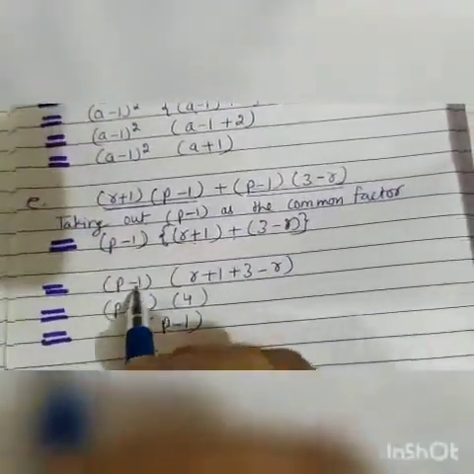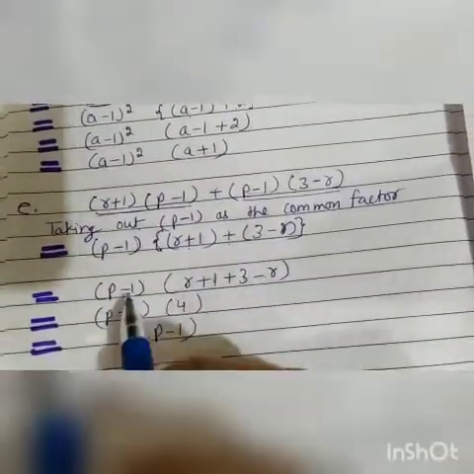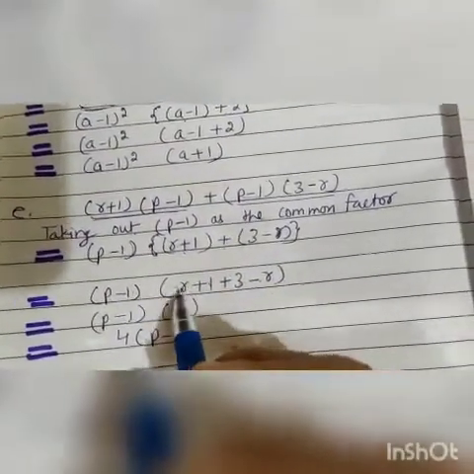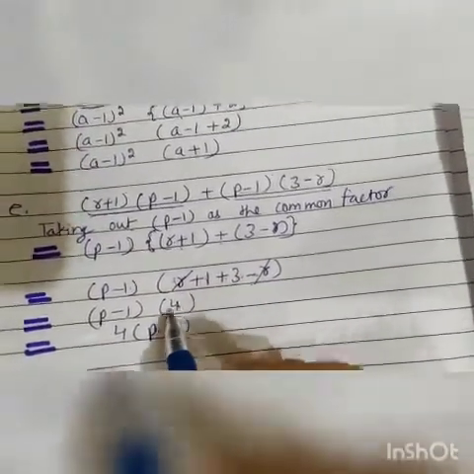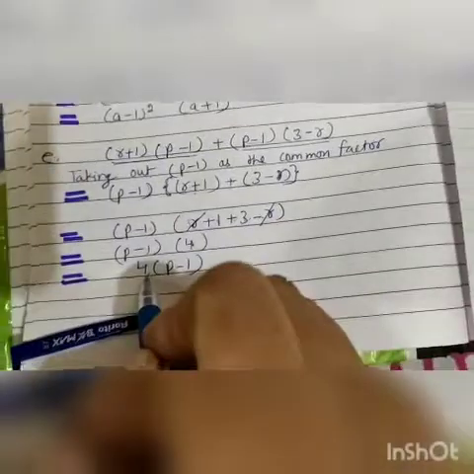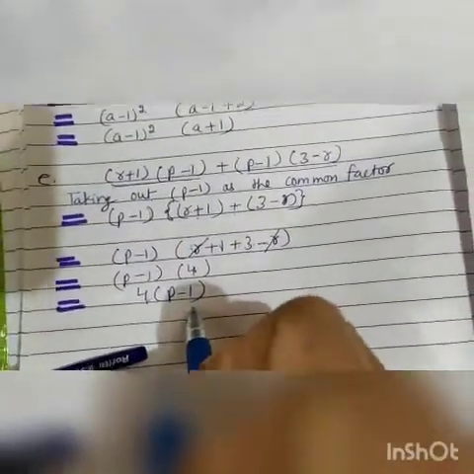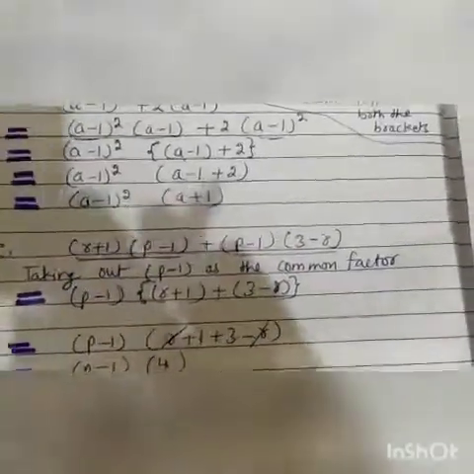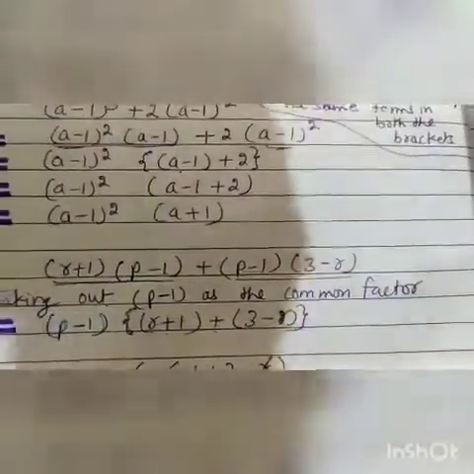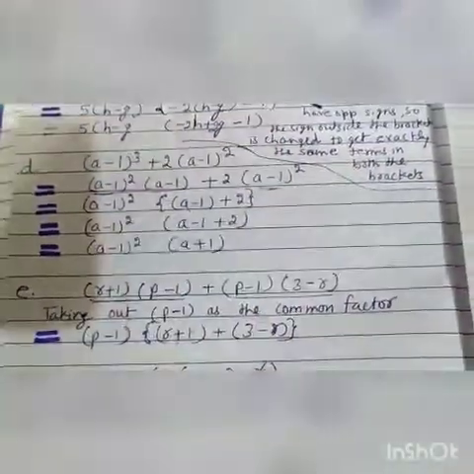Now (p − 1), (r + 1) plus (3 − r). (p − 1), this plus r and this minus r cancel. 1 plus 3, 4. 4 we have taken here in starting and this is (p − 1). I think up to here it is clear. If you have any doubt, you listen or you watch this video once again. Then it will be clear.